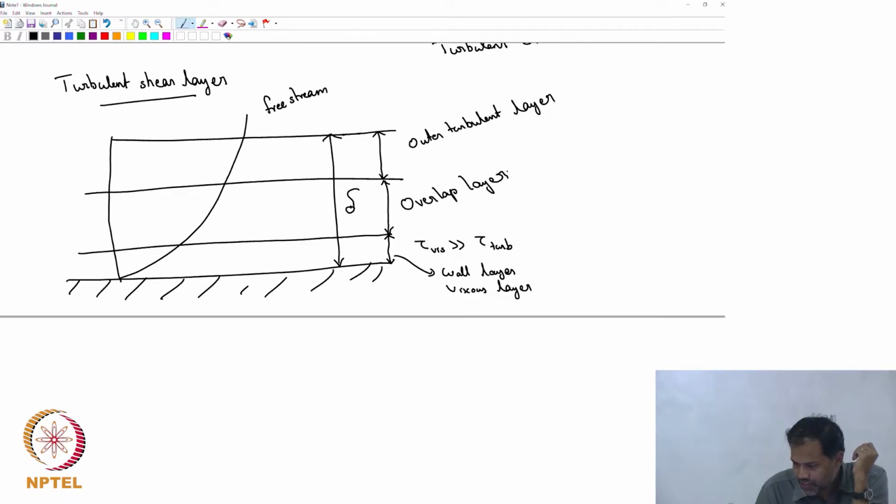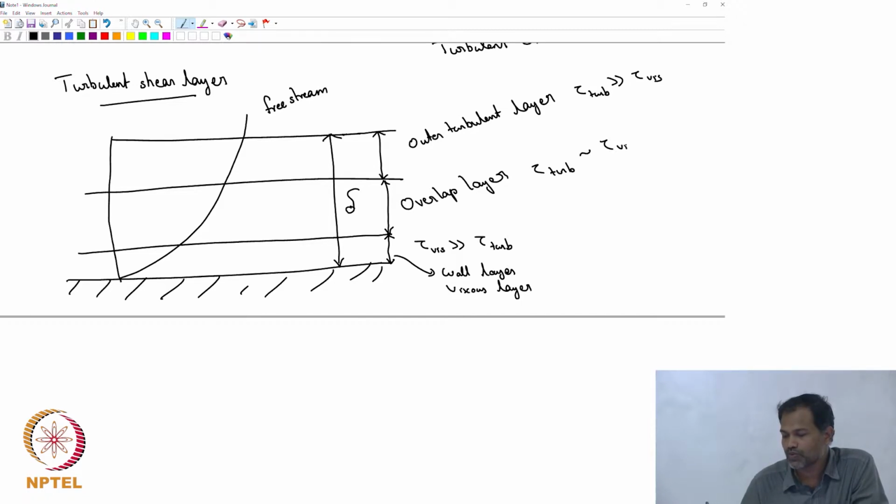So, why I am writing it down as 3 different layers is because of the laws that govern the fluid. Let me talk about this first. In the wall layer we found that tau viscous is much larger than tau turbulent. How about the outer turbulent layer? It will be exactly the opposite. In the outer turbulent layer, tau turbulent will be much larger than tau viscous. In the overlap layer, tau turbulent will be similar to tau viscous. So, that is actually the difference between these 3 layers.